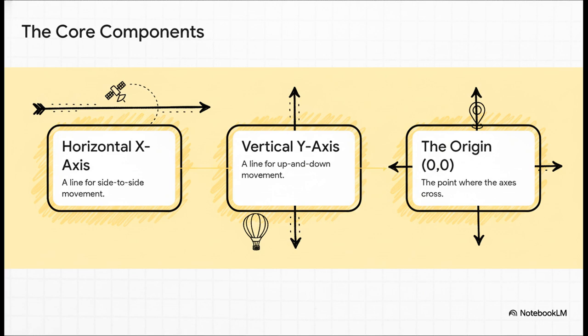For our map, we just draw two lines. First, we've got a horizontal line. That's our side-to-side movement. We call it the x-axis. Then we draw a vertical line for up and down movement, and we call that the y-axis. Now, the point where they cross, that's our starting point. It's our ground zero. We call it the origin, and its address is simply (0, 0).